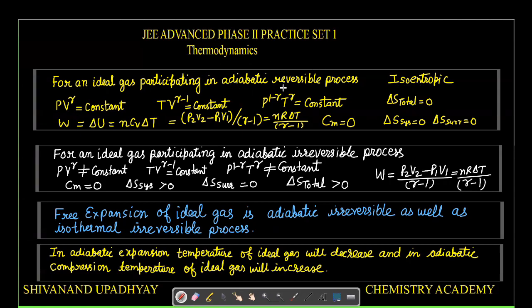This is not only valid for ideal gas. Any substance participating in adiabatic reversible process, there is no change in entropy of system, surrounding, and universe. Therefore, that is an isoentropic process.